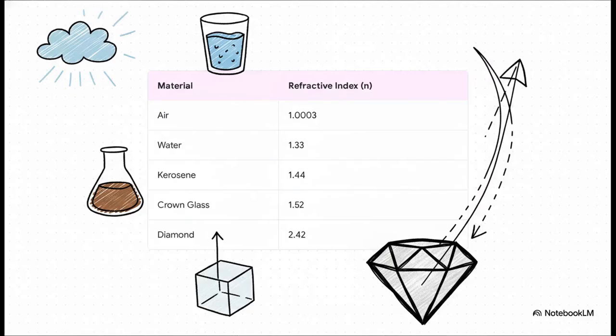So let's look at the leaderboard, shall we? You can see air is barely above 1, which means light hardly slows down in it at all. Water clocks in at 1.33, glass is a bit higher at 1.52. And then, whoa, look at diamond, way up there at 2.42. The rule is simple. The higher the number, the slower the light, and the more that material bends it.